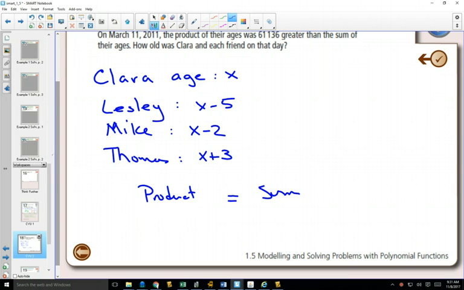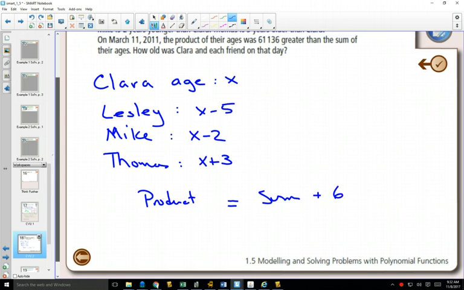You take the sum of their ages and then add. Right. So does it make sense that the product is the bigger number? This is the smaller number. And then since this one's greater by that, you would have to add the 61,136 on this side. So now what does this look like?